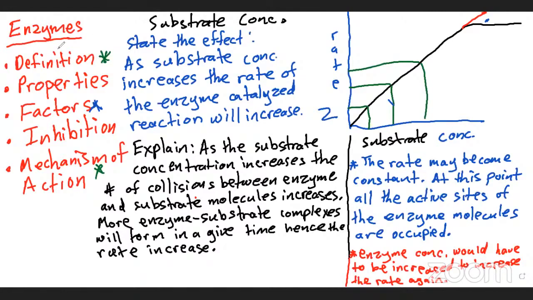Whichever one you're looking at, if you're looking at substrate concentration, enzyme is going to limit it. Once you use up all of the enzymes, then there will be no further increase. So if you keep increasing the substrate, but the enzymes stay constant, you will reach a point where the enzymes will become saturated.